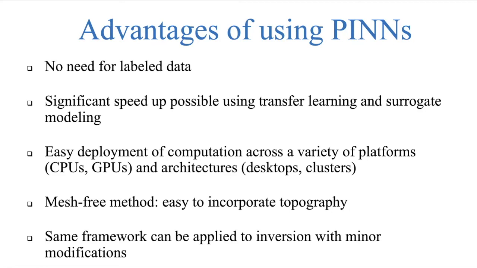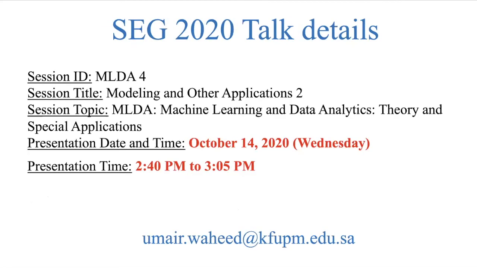Now, this is a mesh-free method, and therefore it's very easy to incorporate topography, whereas if you think of the fast sweeping method, you need to use a lot of different variations and complications to incorporate topography accurately. And moreover, one of the main advantages of this approach is that the same approach can be applied to inversion with only minor modifications. So for details, please refer to my upcoming talk at the SEG annual meeting.